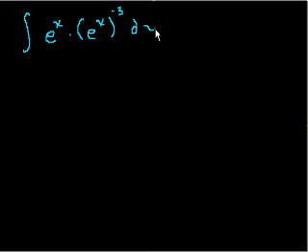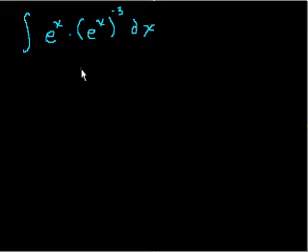Let's take the integral of e to the x times e to the x to the 5th. I keep using it. Let's say to the minus 3rd power dx. Well, once again, we have this expression e to the x.